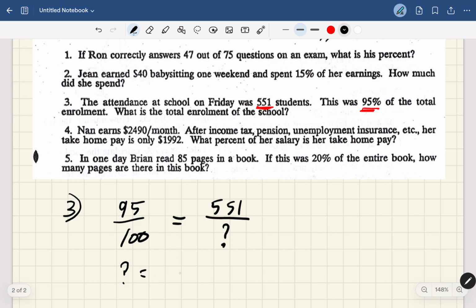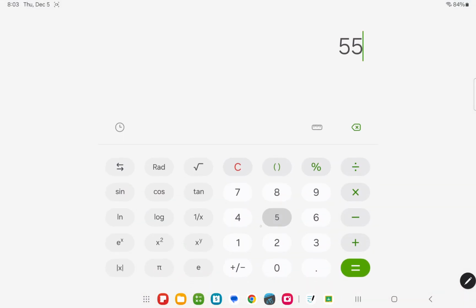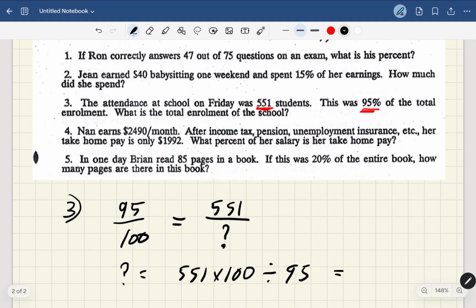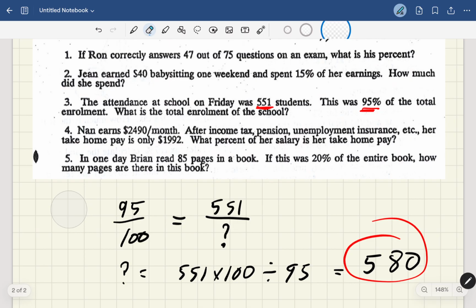And I cross multiply again. 551 times 100 divided by 95. And that'll give us the answer. So let's see, 551 times 100 equals, divided by 95, 580. So it's 580. There are 580 students in the school. Okay, that was number 3. So let's try another one. Number 4.